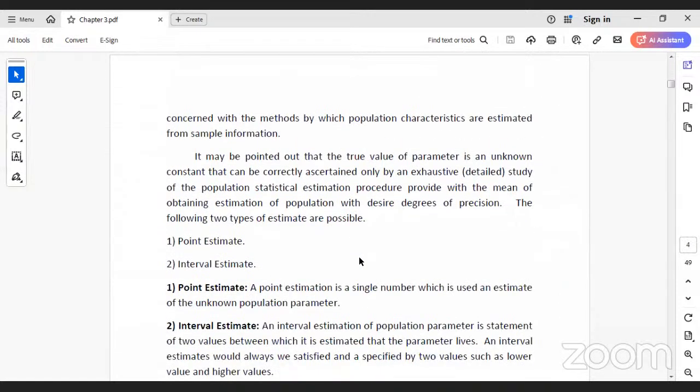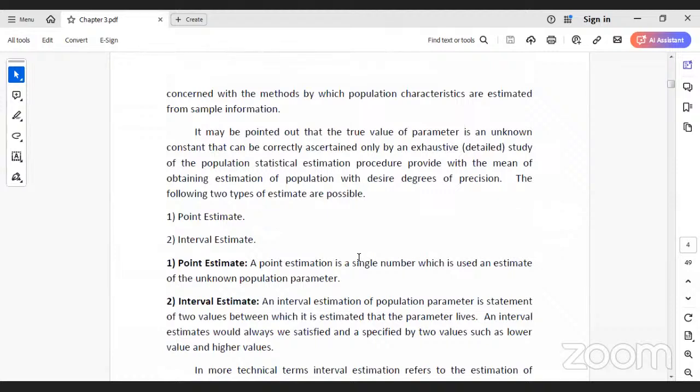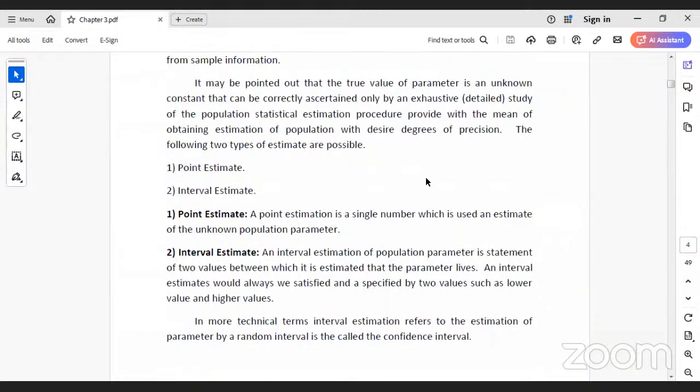It may be pointed out that the true value of a parameter is an unknown constant that can be correctly ascertained only by an exhaustive, detailed study of the population. Statistical estimation procedures provide the means of obtaining estimates of the population with a desired degree of precision. The following two types of estimation are possible: point estimate and interval estimate. So estimation is important.